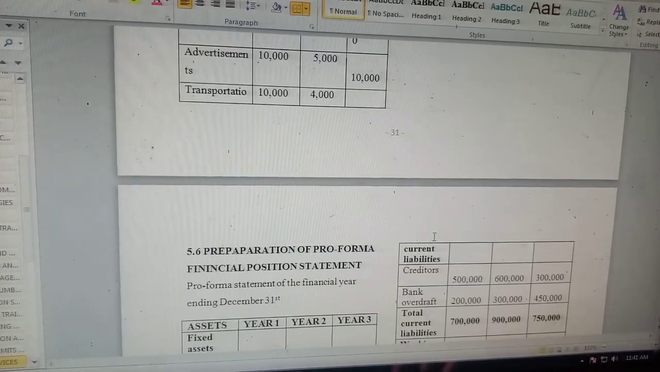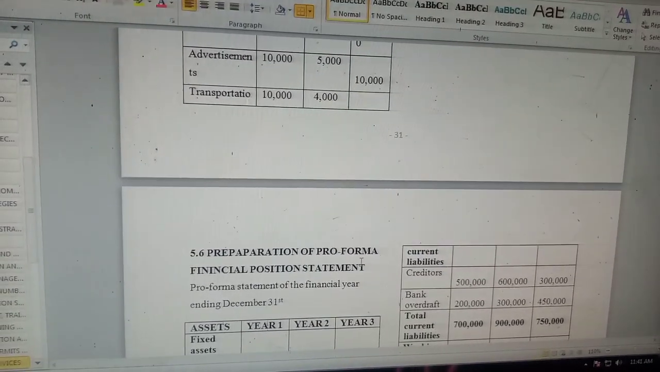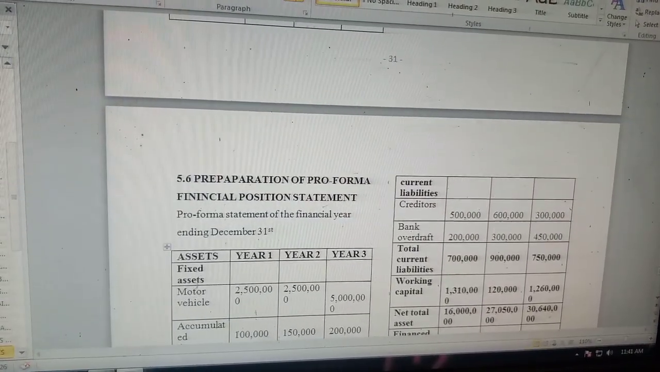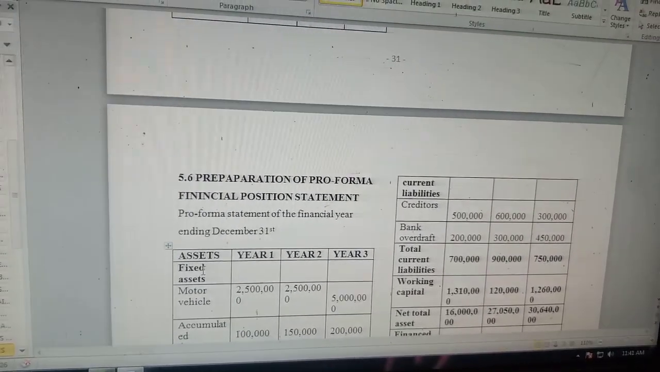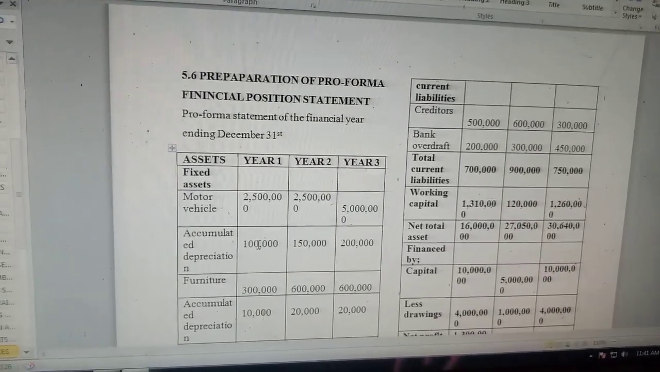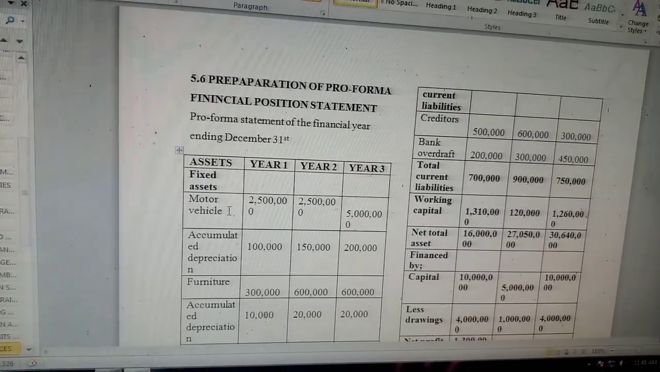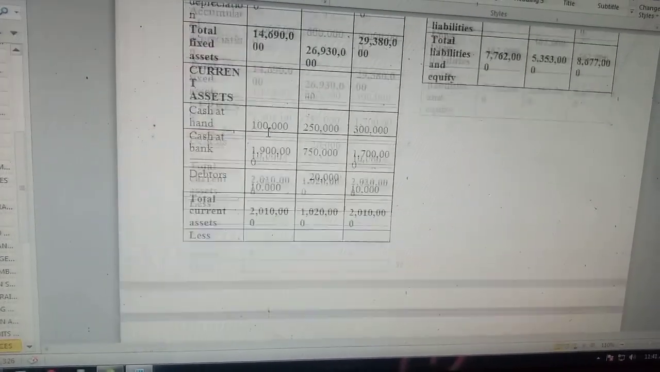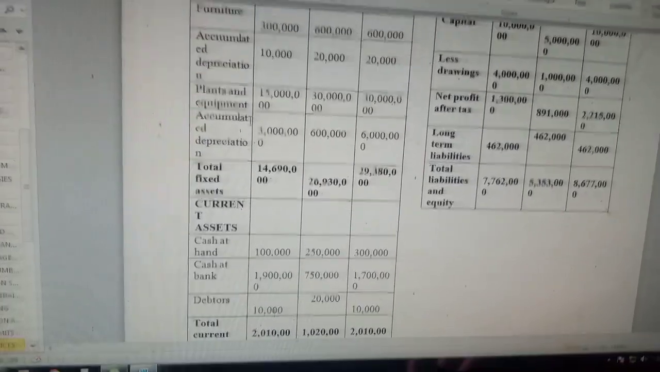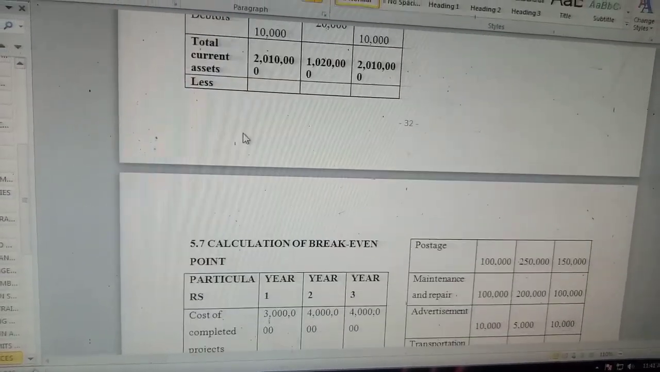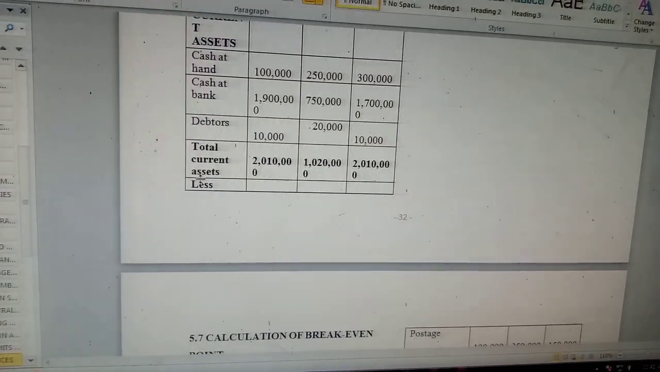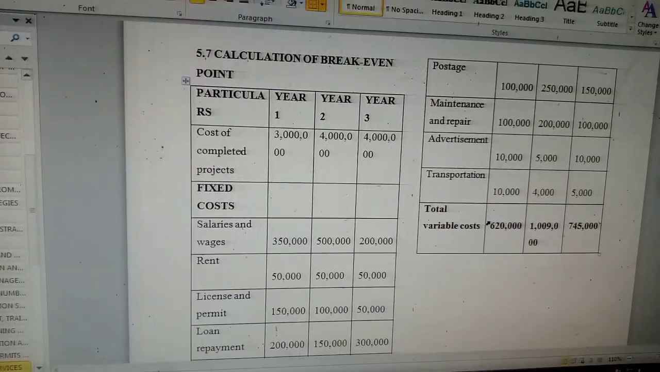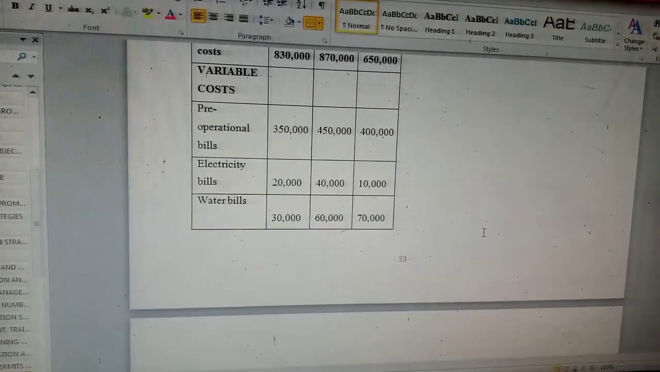Then after completing that, you'll have to prepare the pro forma financial position of the business. You'll come up with that table and explain that at the end of this year, the financial position of my business will be this. The financial position of your business will have the amount of assets that your business has and the amount of liabilities. Then you get it by subtracting the liabilities from the assets. You have the total current assets, then you have the total liabilities, then you subtract them to get the position of your business. Then the last thing, you calculate the break-even point of your business.